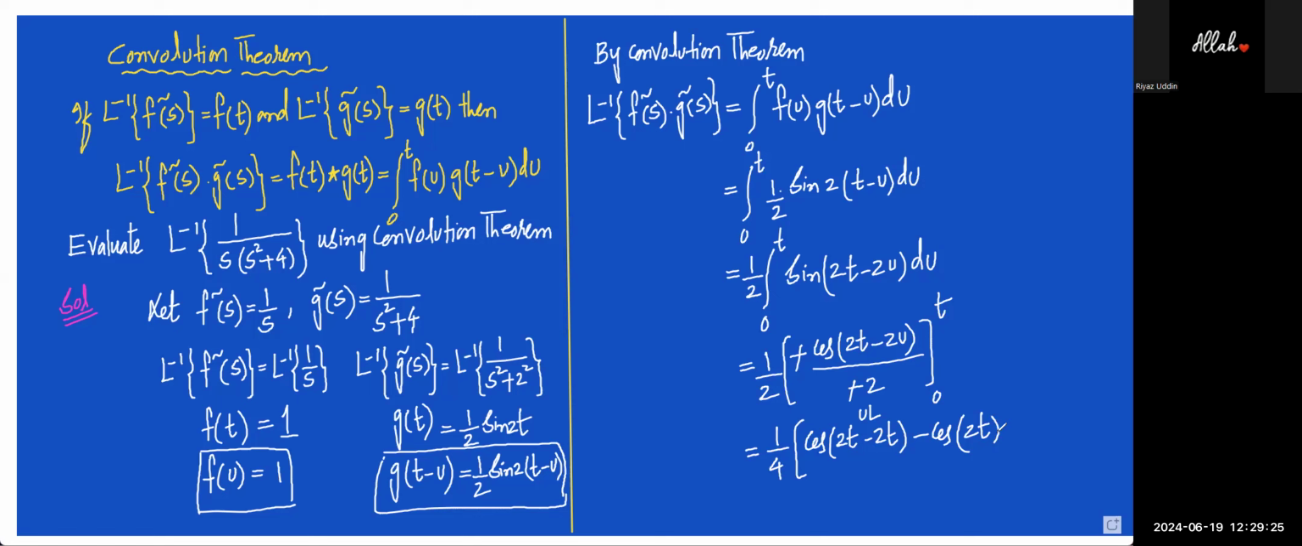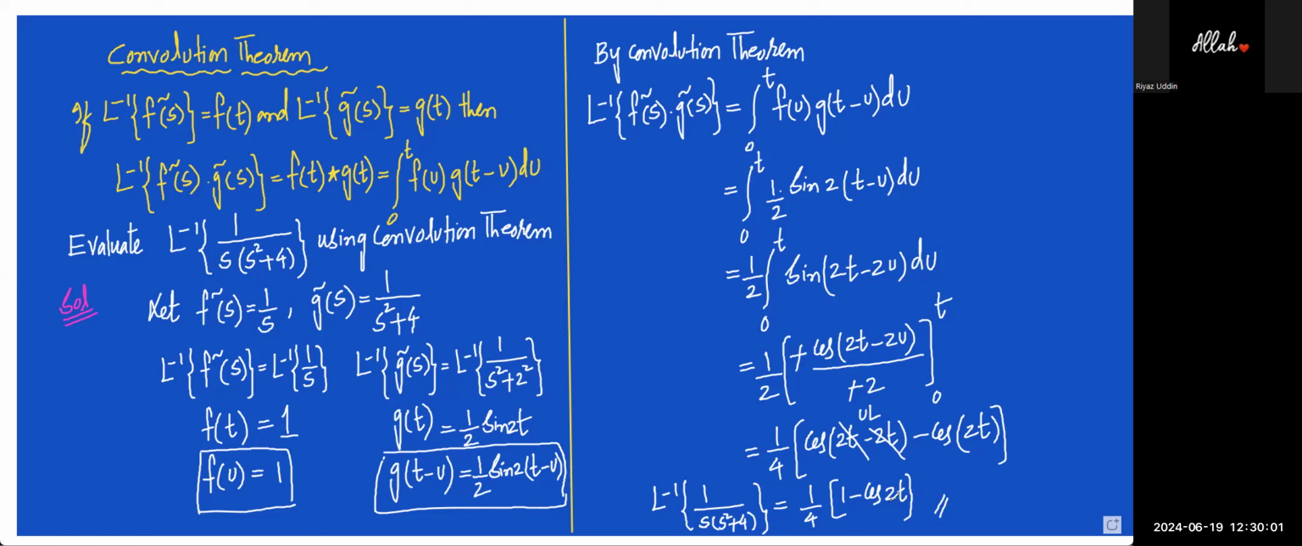So this cancels, and cos 0 value is 1. So the answer is 1 by 4 into cos 0, that is 1, minus cos 4t, sorry, cos 2t. This is the value of Laplace inverse of f bar of s, meaning 1 by s, into g bar of s, meaning 1 by s square plus 4. Like that, we can apply the convolution theorem and get the result.